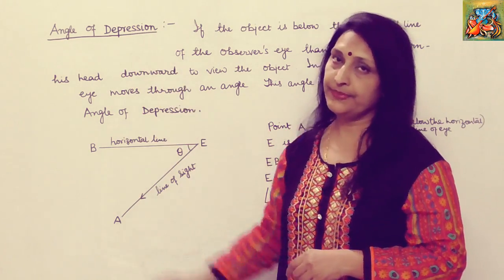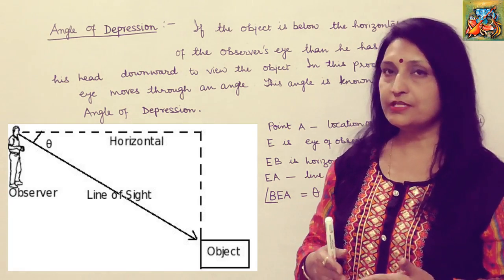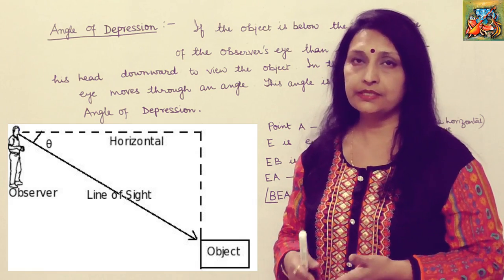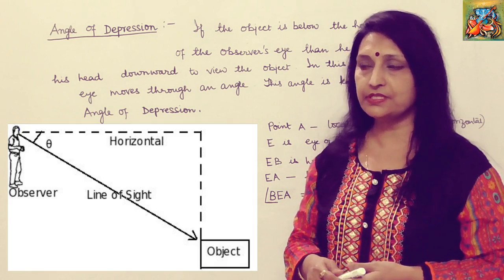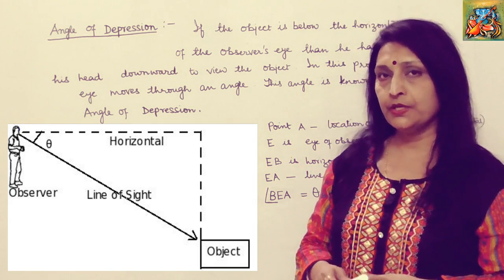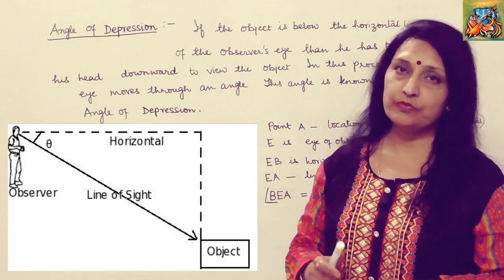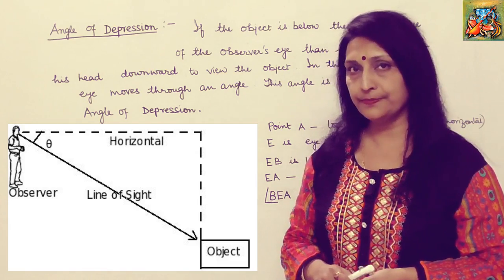Angle of depression. When the object is located below the horizontal line of the eye of the observer, then the observer has to turn his head downwards to see the object. During this process, the eye of the observer moves through an angle which is known as the angle of depression.